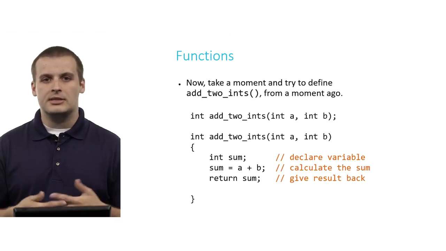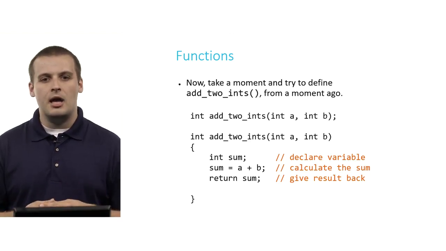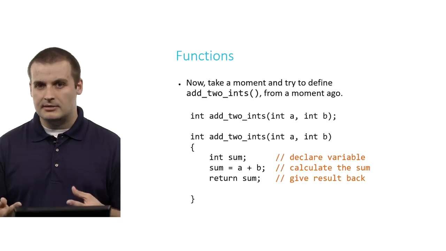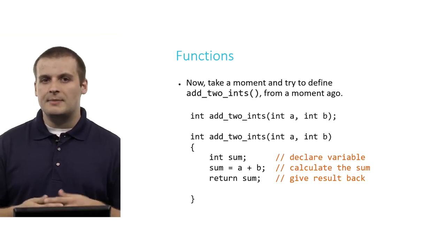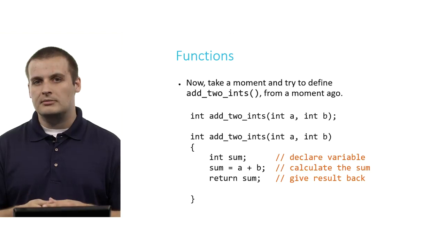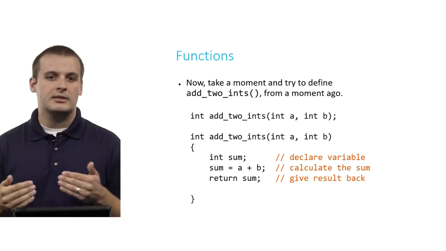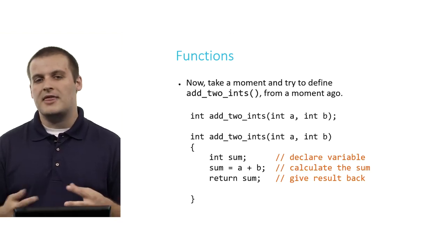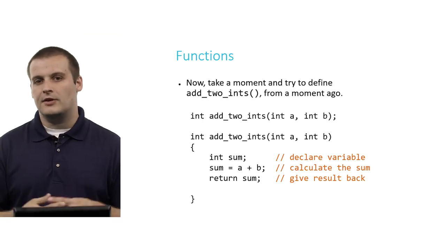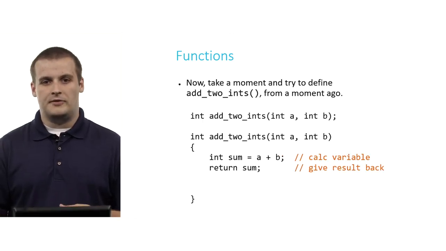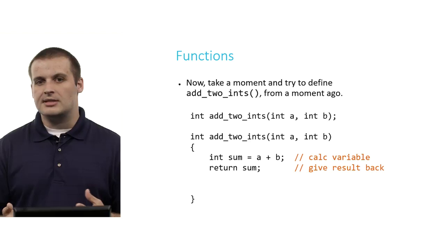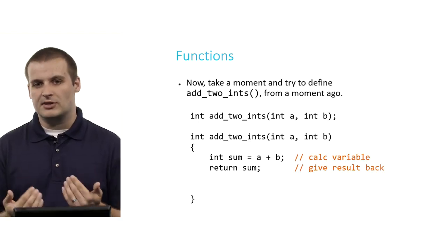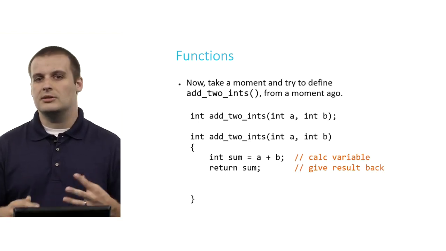And I return sum. That makes sense because sum is a variable of type int, right? And what's the data type that this function tells me it's going to output? Int. So I'm returning sum, which is an integer variable. That makes sense given what we've declared and defined our function to do. Now you could also have defined the function this way: int sum equals a plus b. Skip that first step. And then return sum.